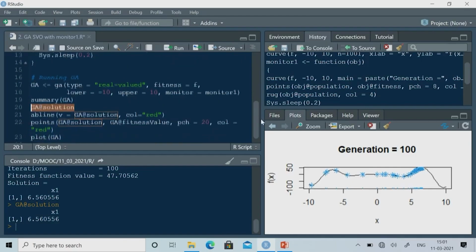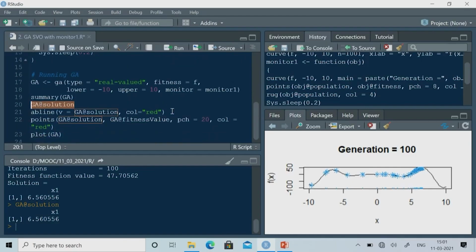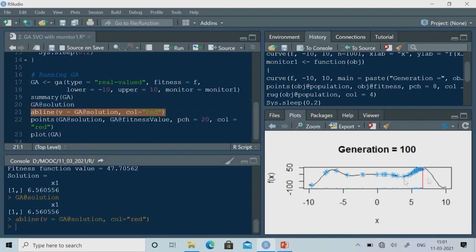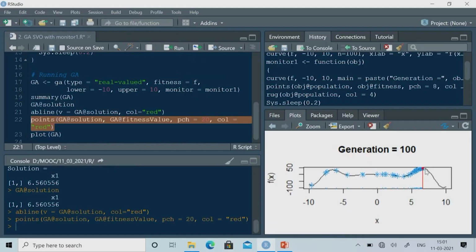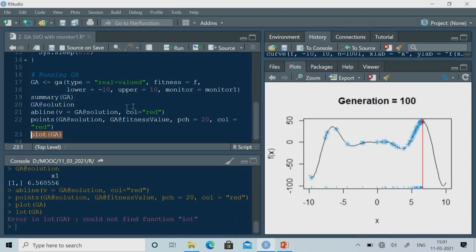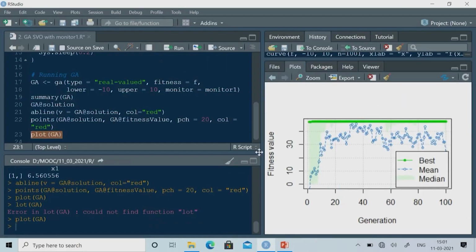6.560556, and I can draw a vertical line using this particular line. So, this is the solution here, and I can also locate the point using this. So, this is the optimal solution obtained by GA, that is the best solution obtained by GA, and I can also execute this particular line to see the generation versus fitness curve. If you execute this line and plot GA, you can see generation versus fitness value.